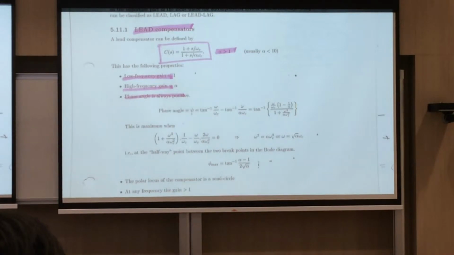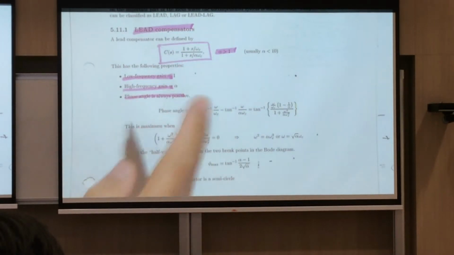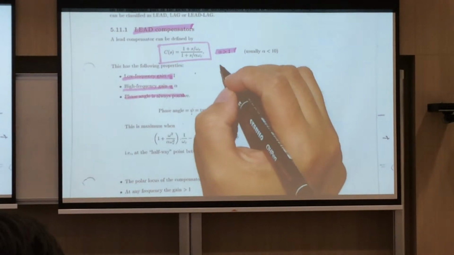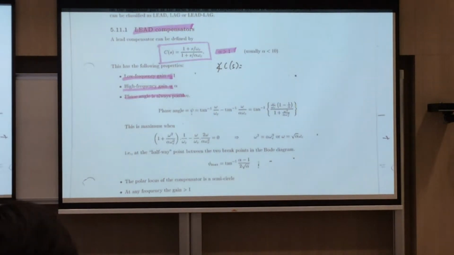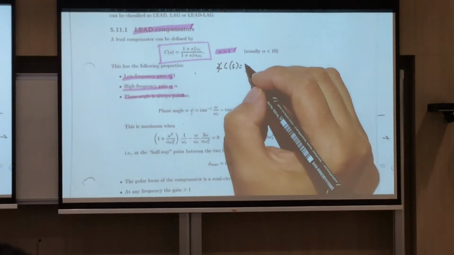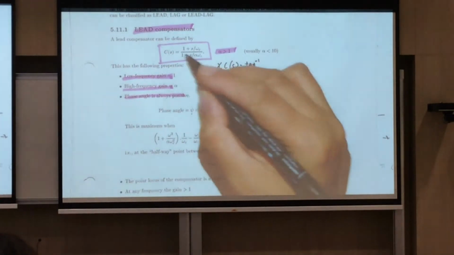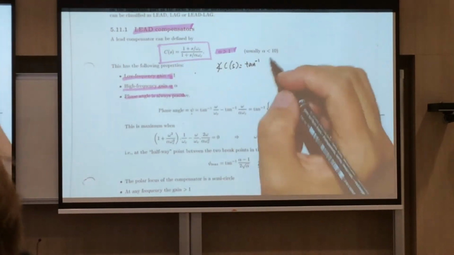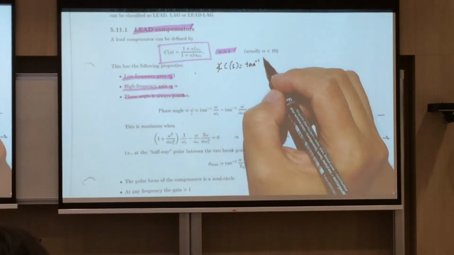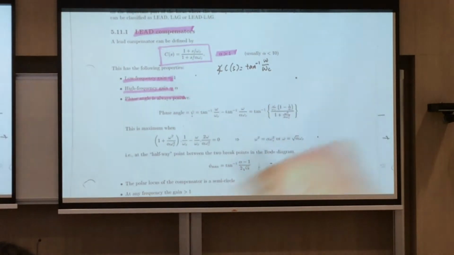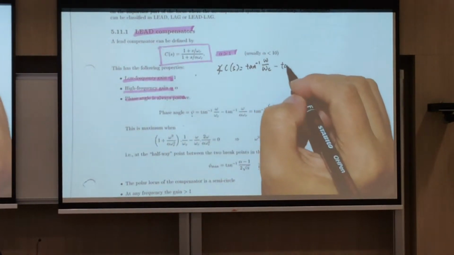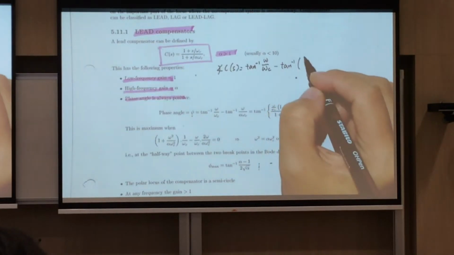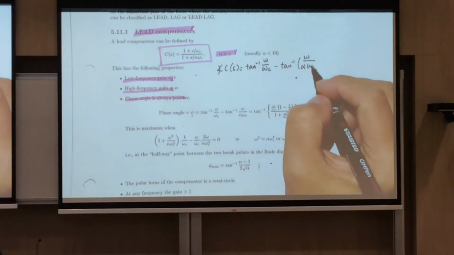Okay? Why? For those who still cannot get around to this, what's the phase of this controller? Angle of C(s) will be positive tangent inverse of what you get from the zeros, because zeros give you positive phase. So if s is j omega, then tangent inverse of omega over omega_c, right? Minus tangent inverse of omega over alpha omega_c.